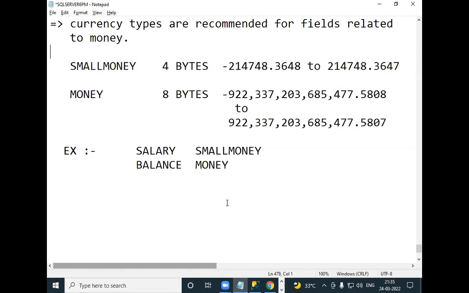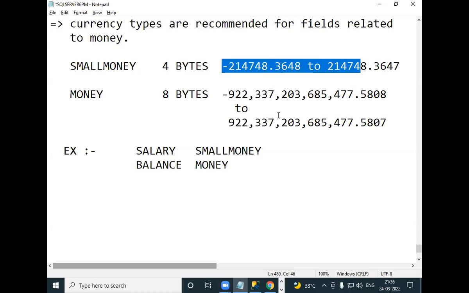Balance is also small money or money type. Amount is also currency related, either small money or money, according to the size. According to the value you declare, use either small money or money. Is student average money related? No, it's not money related.